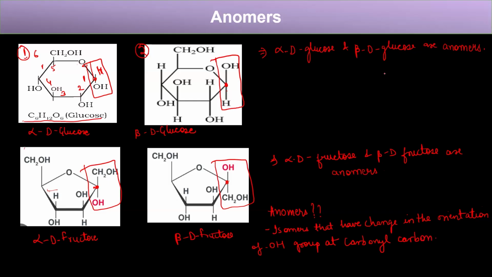Now, in case of glucose, alpha D glucose and beta D glucose are anomers at the carbon 1 position. Why? Because in the case of glucose, carbon 1 is the carbonyl carbon. While in the case of fructose, alpha D fructose and beta D fructose are anomers at the carbon 2 position, because in fructose, the second carbon is the carbonyl carbon. Okay, so this is about anomers.